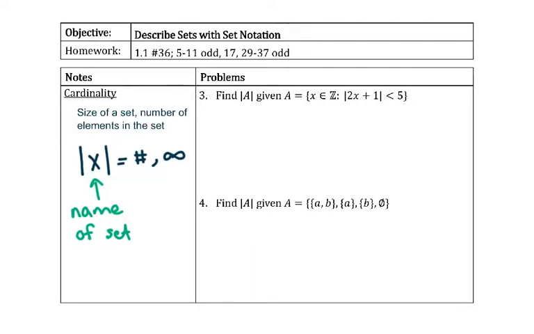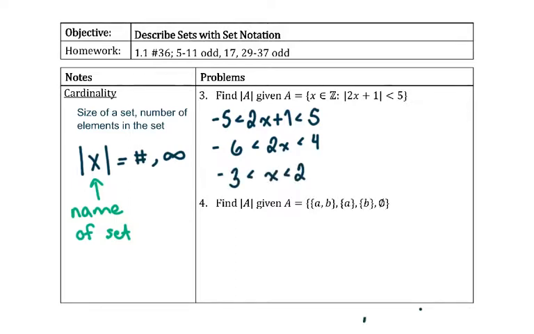Now the way we want to start that is splitting it up. So -5 is less than 2x plus 1, which is less than 5. So now we split up the absolute value into its two bounds. We then subtract 1 from both sides, and we're left with -6 is less than 2x, which is less than 4, and then divide by 2. So -3 is less than x, which is less than 2.